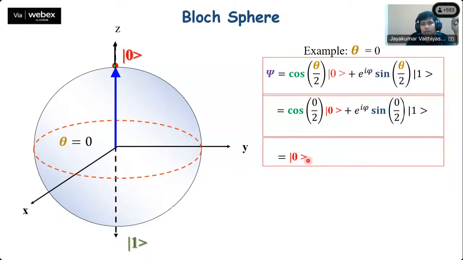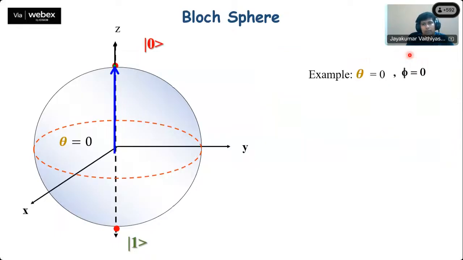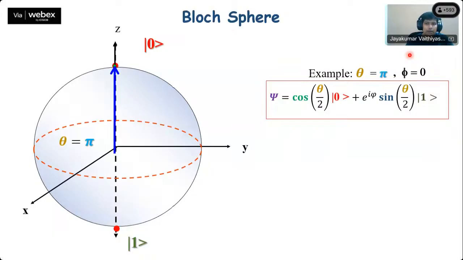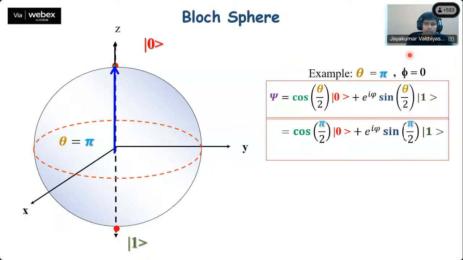So this is nothing but the identity gate. Wherever your quantum particle is, if you apply theta equal to 0, it will stay as it is in the same location. Nothing will happen, no changes. Second example, theta equal to pi. Applying this equation, you'll get cos pi by 2, sin pi by 2. Here the cos term becomes 0, the sin term becomes 1. 1 into state 1, you will get state 1.